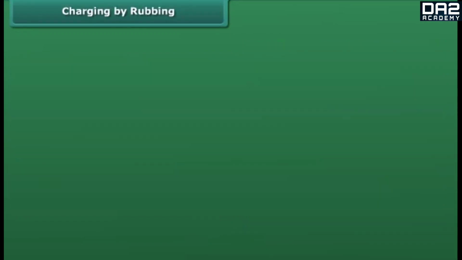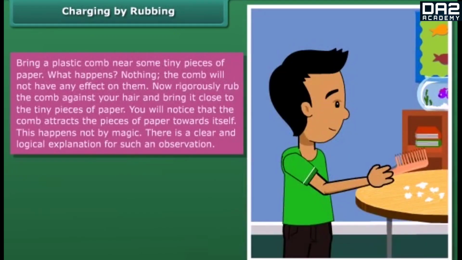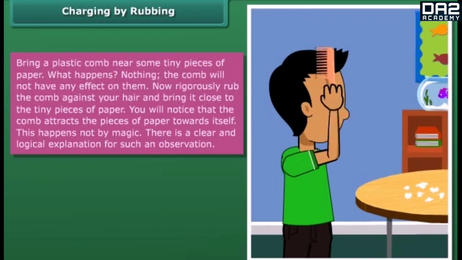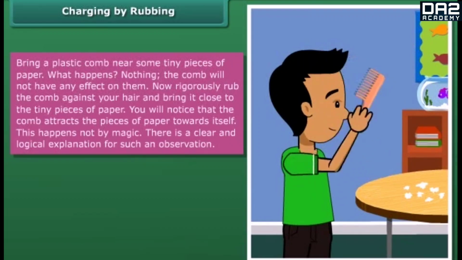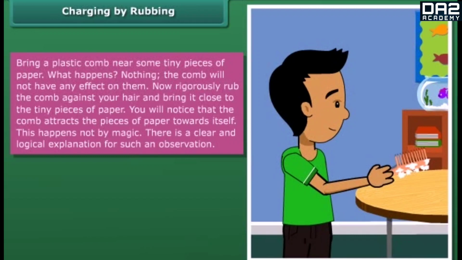Charging by rubbing. Bring a plastic comb near some tiny pieces of paper. What happens? Nothing. The comb will not have any effect on them. Now vigorously rub the comb against your hair and bring it close to the tiny pieces of paper. You will notice that the comb attracts the pieces of paper towards itself. This happens not by magic. There is a clear and logical explanation for such an observation.